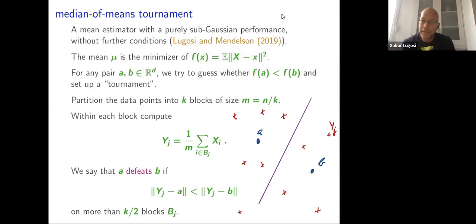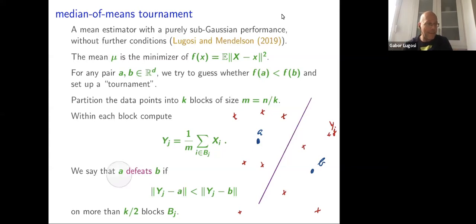Now we can try to minimize this function. The way we can do this is that for any two candidates, A and B, we can try to guess which is better, whether A is a better candidate or B is a better candidate. Again, this goes by this median of means type of idea. We form blocks of the data and we take the averages within all these blocks. We will only work with these averages.